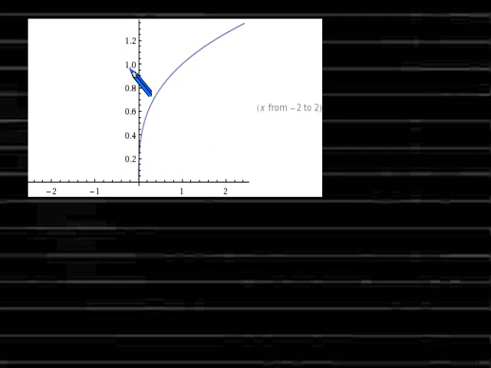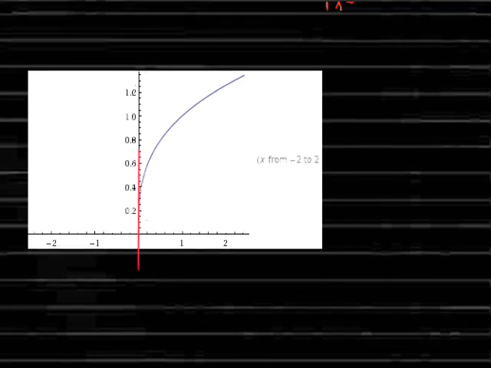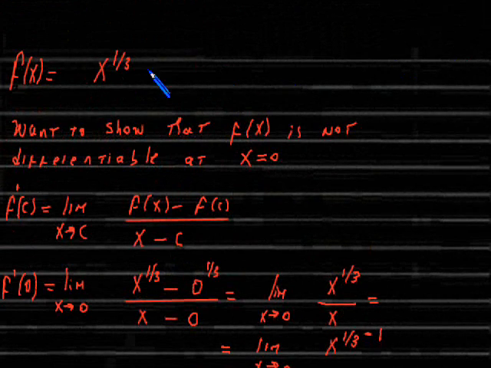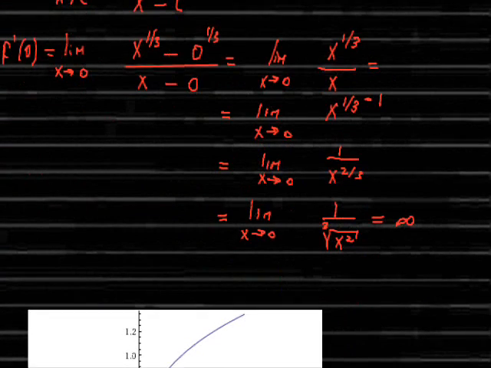But it doesn't matter. Over here I can see, and let me actually make this clear, that the actual tangent line is a vertical line. And you know, of course, that the slope of vertical lines is undefined. So that is why this function that we were working with over here, x to the 1/3, is not differentiable at x equals 0.